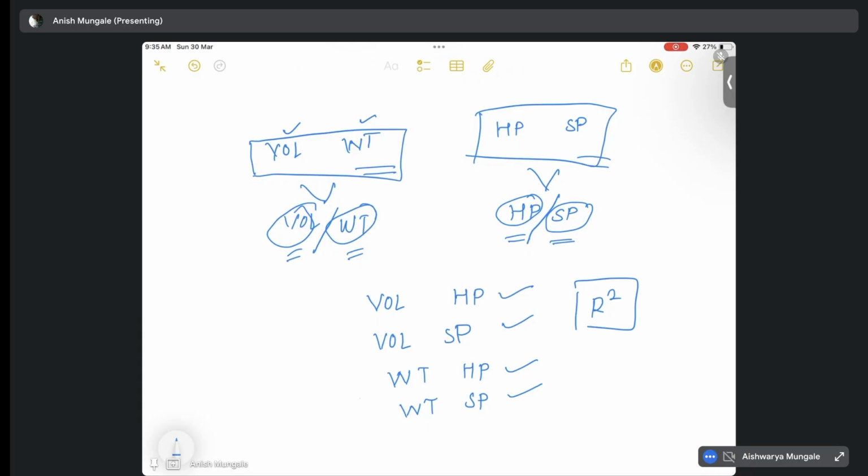R square varies between 0 and 1. If R square is closer to 1, then that model is good, so keep that model. For example, if this gives you 0.9, whereas this gives you 0.8, keep this one. I mean, use this one for your prediction. Clear, no? Any doubt? Shall I explain this again?